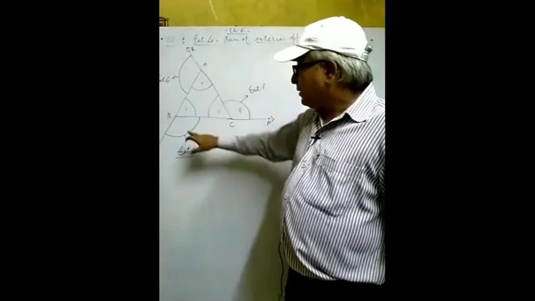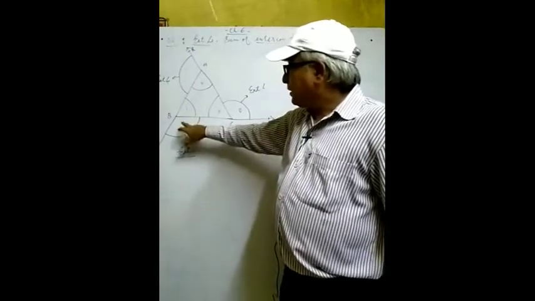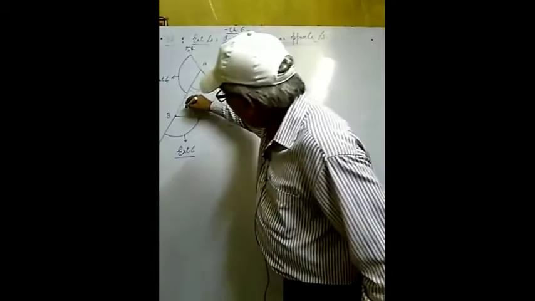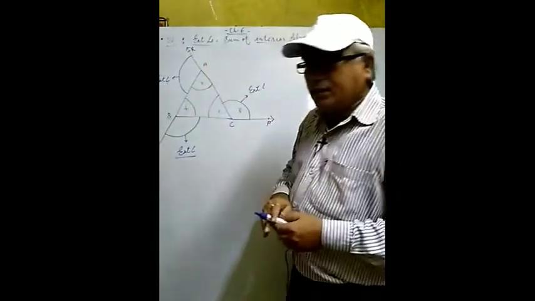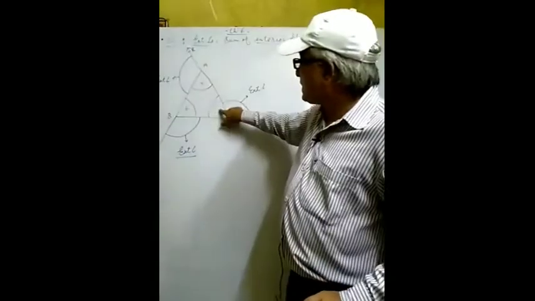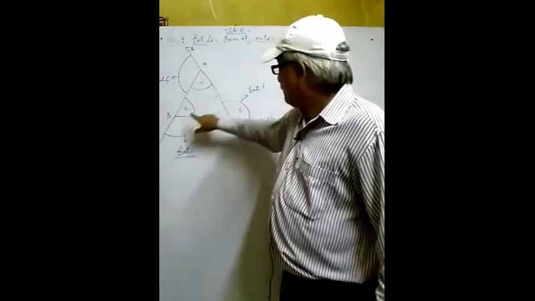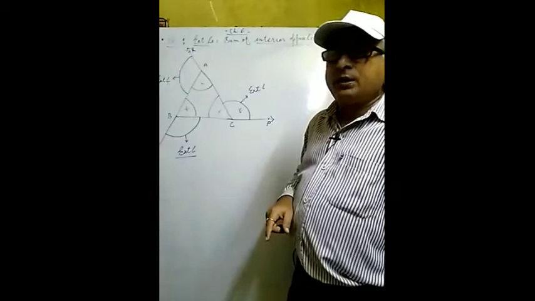Again see, we are talking about this exterior angle. So which one is the interior adjacent angle? This one is the interior adjacent angle, so this will be removed from the mind. Still two angles are remaining, this angle and this angle. So for this exterior angle, this angle and this angle are called interior opposite angles.